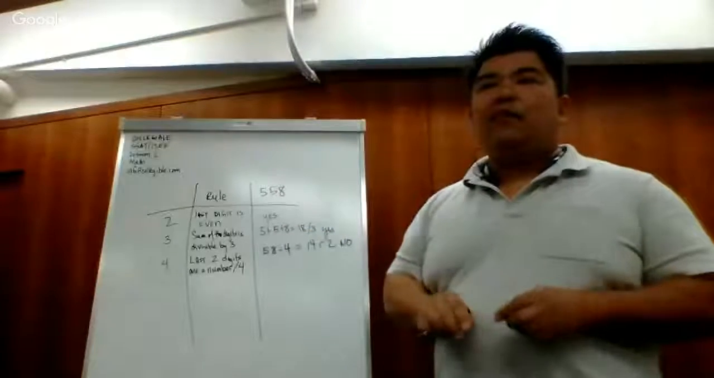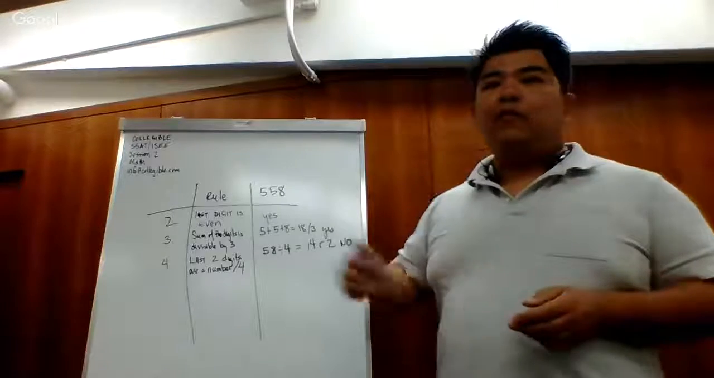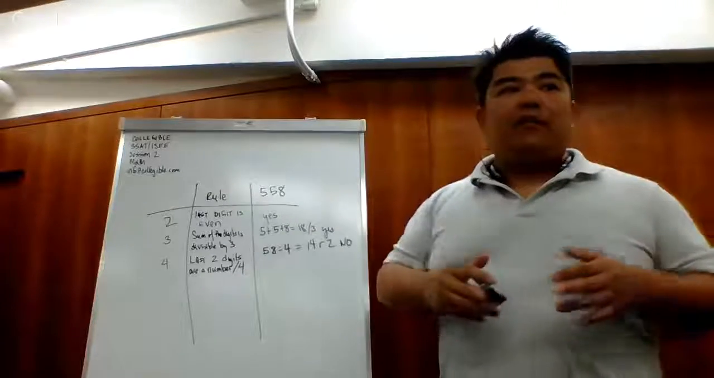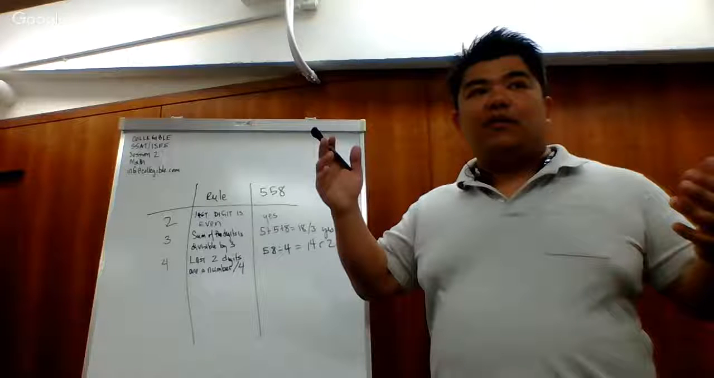Now some of you guys are like, well, why do we go to all that effort for just a number like 558? We're using this as a sample, but if the number was bigger and it was like 1,375,558, then you're like, okay, let's do it faster this way.